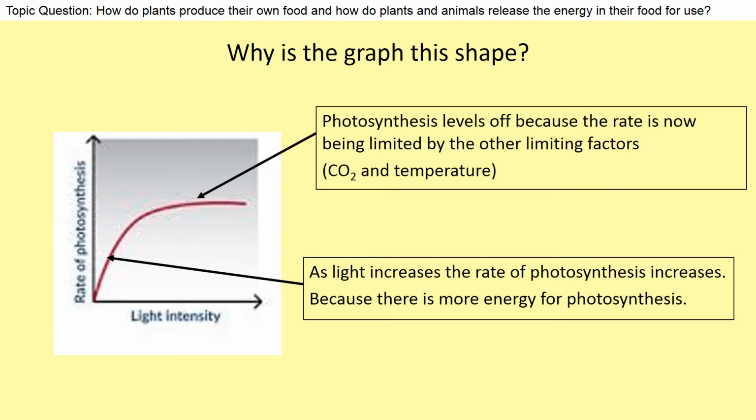But it then levels off because at that point it's been limited by other things. You've got plenty of energy from the light, but maybe not enough carbon dioxide, or it's too cold for the reaction to take place any more quickly. So we say it levels off because it's been limited by other limiting factors, such as carbon dioxide or temperature.